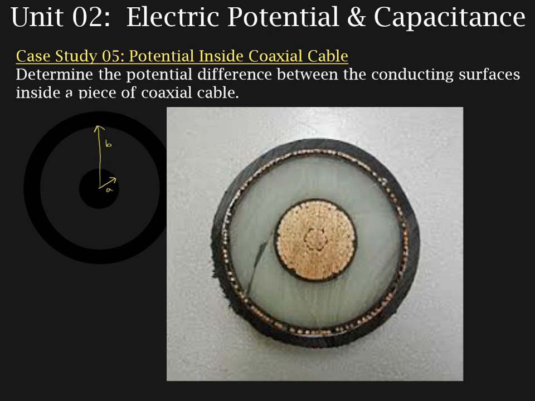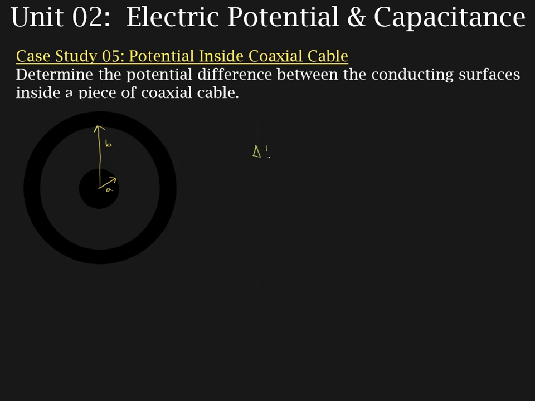potential equation. So we're going to start with delta V is equal to minus the integral from a to b of E dot ds. Now, we don't know what E is, so we have to find it. And to find E, we have to turn to Gauss's law, because we chose the Gaussian distribution. Had we chosen the Coulomb distribution, or Coulomb's law way of doing it, then we would have had to use that equation.